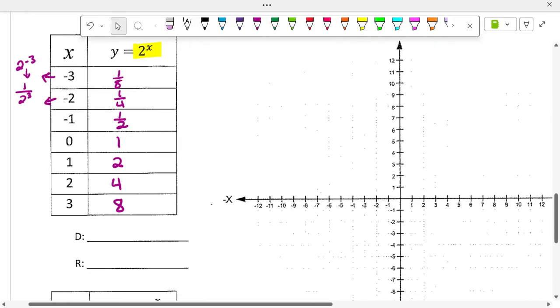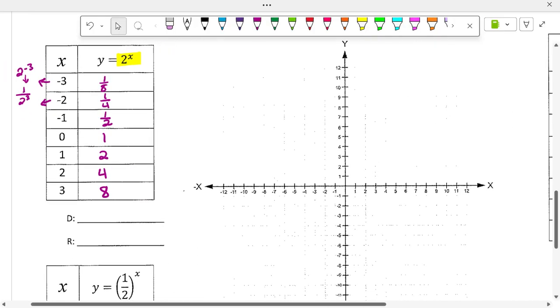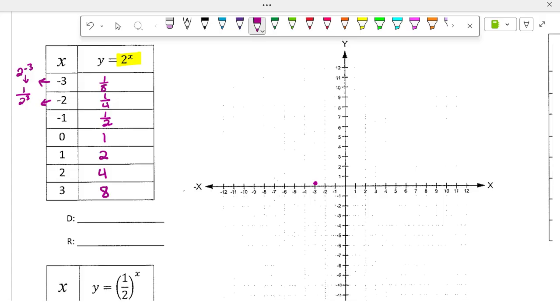Now, let's go ahead and graph these points. So, negative 3, 1/8, I'm going to get really, really close to 0, but not quite. Negative 2, 1/4, I'm going to go a little bit higher. Negative 1, 1/2, so I'm going to go about halfway. 0, 1. 1, 2. 2, 4. And 3, 8. So my graph's going to look something like this.